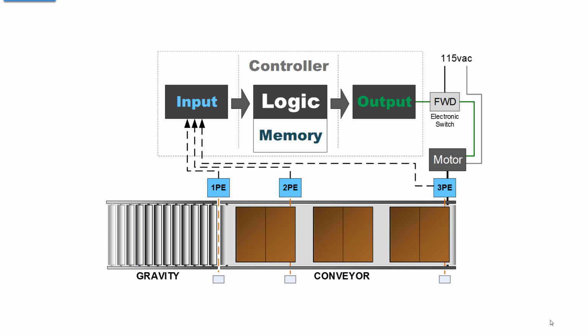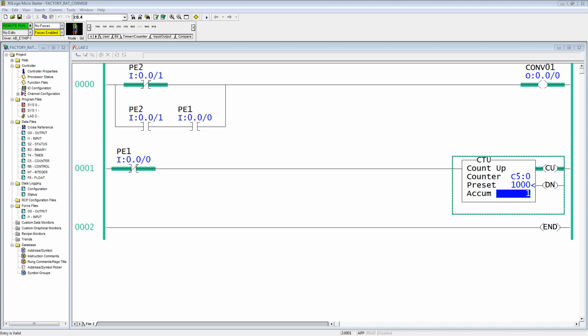In our last presentation, we added a counter. The primary purpose of the counter is to know how many cartons are on this conveyor, which means if we count cartons on, then we also have to count them off. This is where we left our logic in the last presentation on this application.